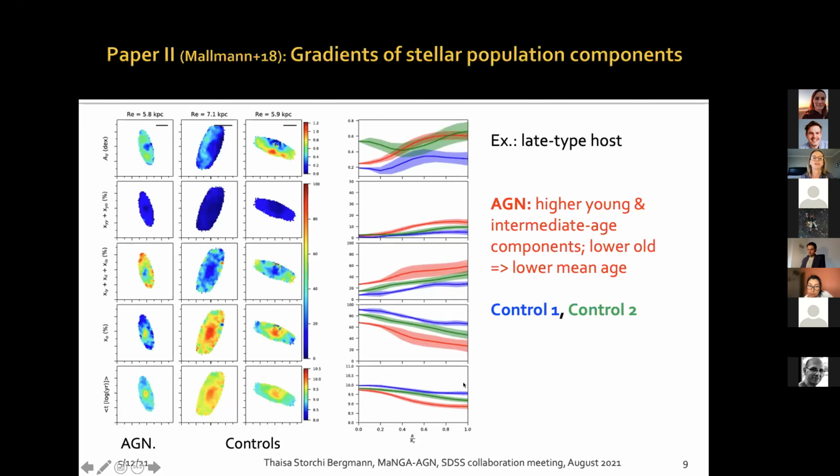azimuthal average, okay? So we found in this AGN, for example, higher young and intermediate age components all around, over the whole extension of the galaxy. And as a consequence, lower contribution of old component, okay? And mean age is also lower.